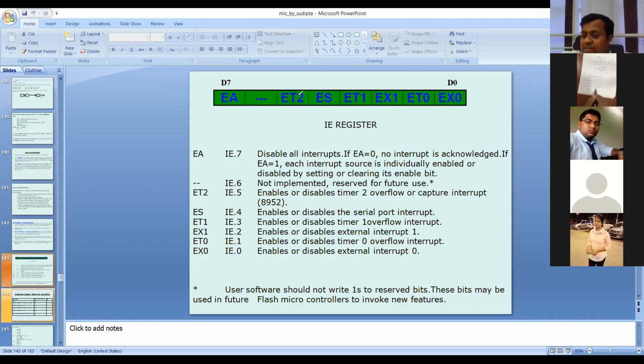By default. For ease of remembering, look, I have written it here: external interrupt 0, timer interrupt 0, external interrupt 1, timer interrupt 1, and serial communication interrupt. Same pattern I am mentioning over here. The highest priority, this is the lowest priority. Means if interrupts are coming at the same time, the highest priority interrupt should be served. So this is the first highest, then second, then third, then fourth, then fifth. Right?